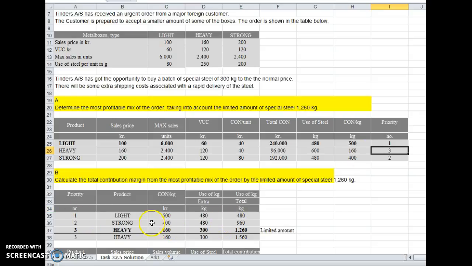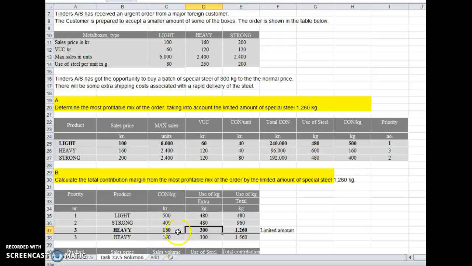So let's try to put it in the next table. Priority number 1, it was light. Contribution margin per kilo was 500. How many kilos do you use to produce all the light? You use 480 coming from here. So 480 kilos, and now you have altogether used 480 because it was the first product. Then you take strong. The contribution margin is 400 per kilo, and you use to produce all of the strong 480 kilos. So you put 480 here, and then you have altogether used 960 kilos out of your total 1,260.